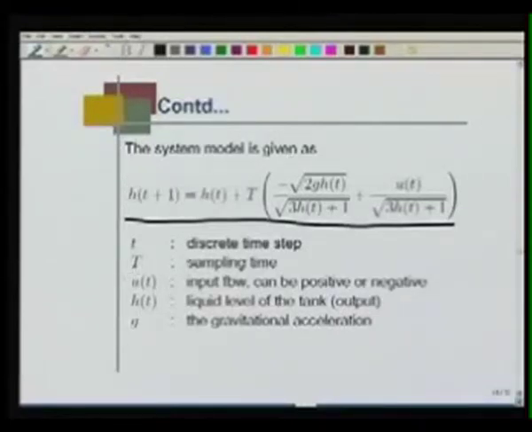So, t is the discrete time step, that is the sampling instant, first, second, third, fourth, fifth, okay, and T is the sampling time, u(t) is the input flow, and s(t) is the liquid level in the surge tank, g is the acceleration due to gravity. Okay. So, this is our model of the surge tank.